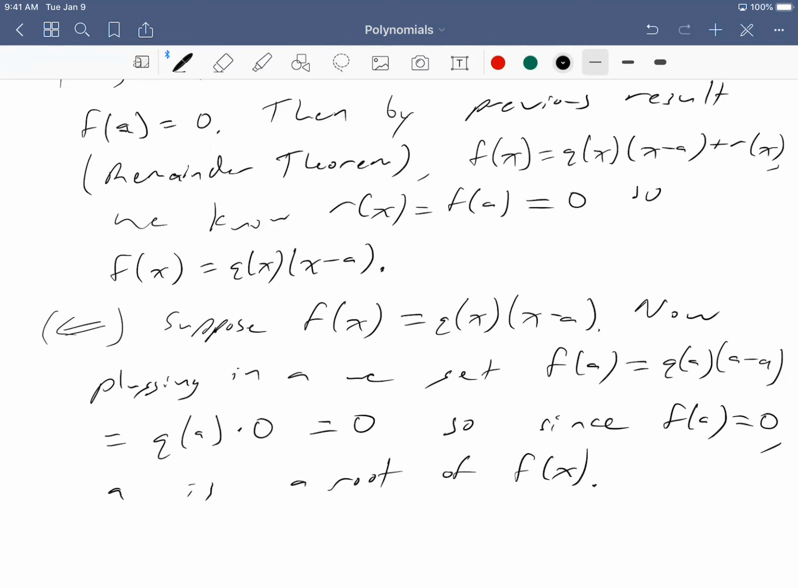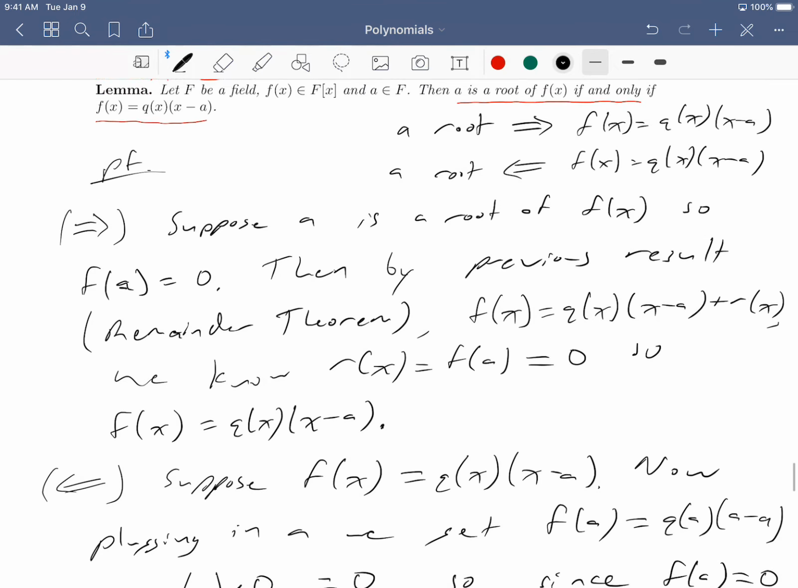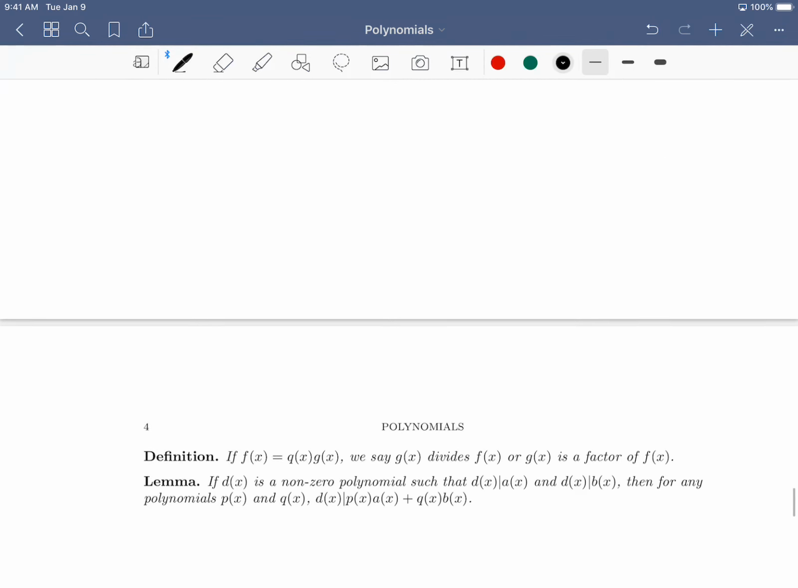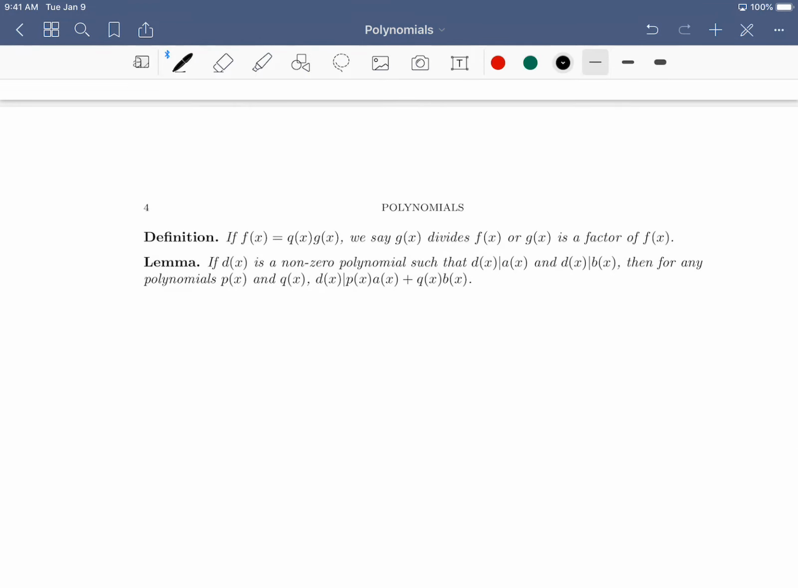So this is a pretty easy result, and it's one that you know. If you have a root of a polynomial, it means you can factor out that x minus a term. And that actually brings us to our next definition. We can use this divides language like we used with integers in polynomials. So if you can write f of x as q of x times g of x, then you say g of x divides f or is a factor of f.